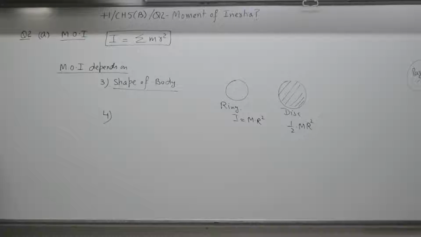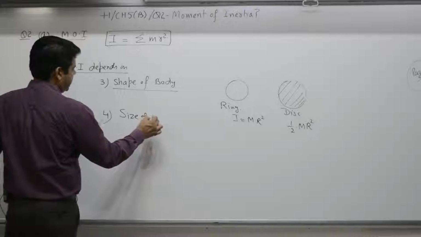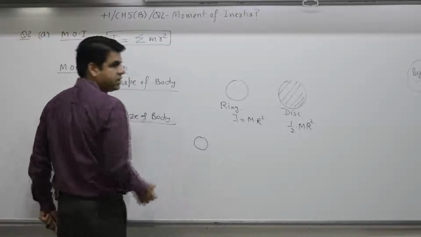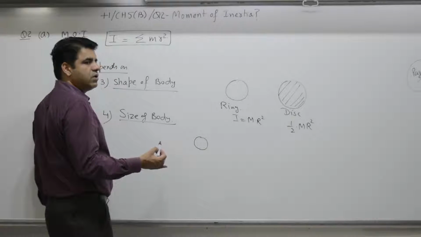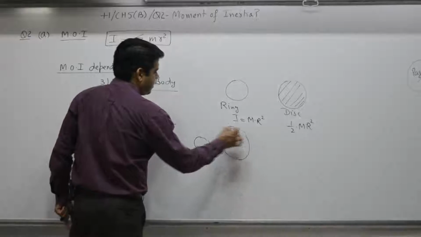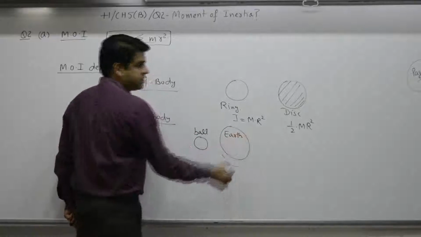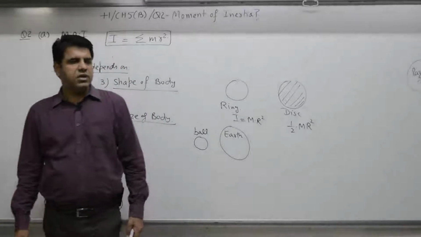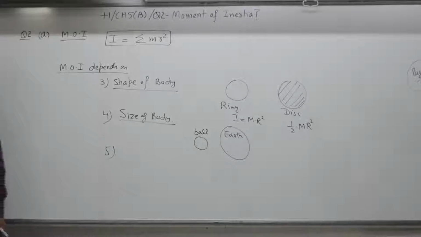4. Size of the body. Cricket ball, small object, mass is small, radius is small, value will be small. Earth, both are spheres, but the moment of inertia of Earth is more because mass is more and radius is more. Last, distribution of mass of the body.